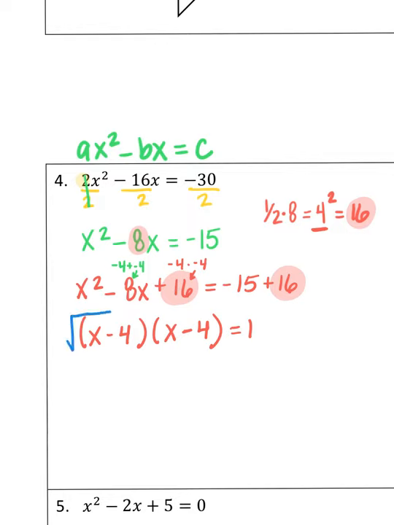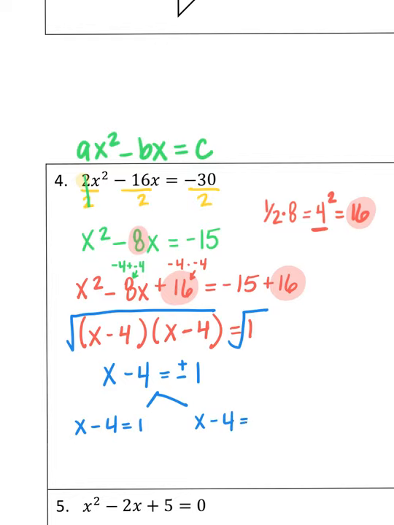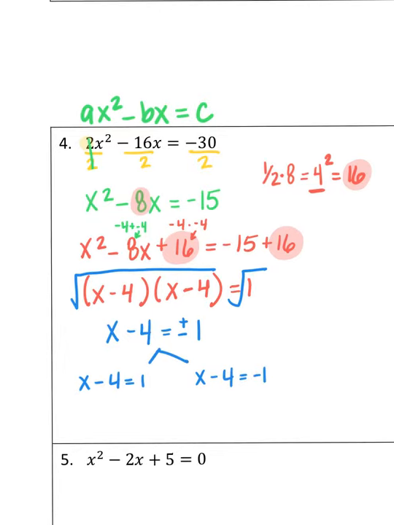Okay, now I'm going to take the square root of both sides. And over here, I just get one of my parentheses, x minus 4 equals, the square root of 1 is 1, plus or minus 1. So now I need to break that down, and I have x minus 4 equals 1. X minus 4 equals negative 1. And I get, add 4, x equals 5, add 4, x equals 3.